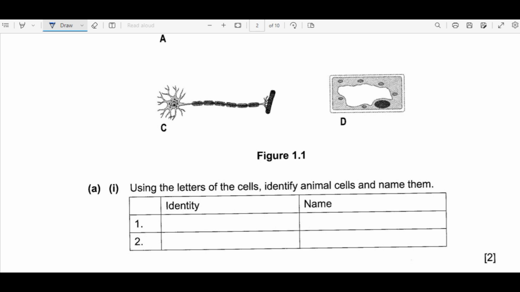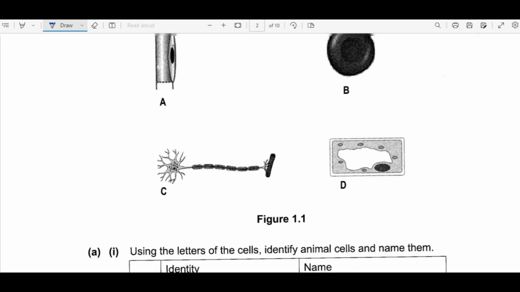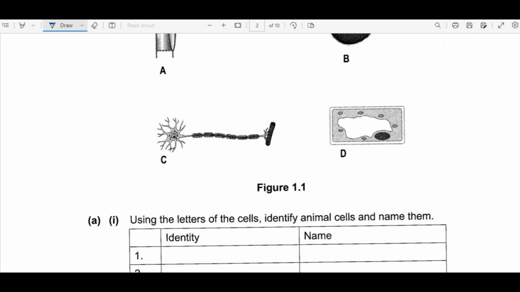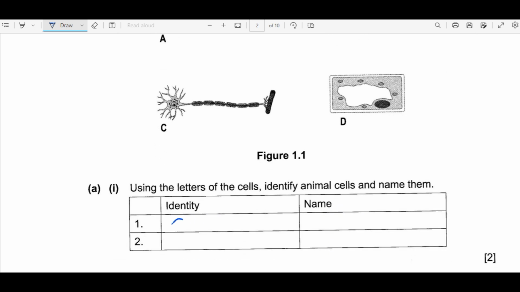So the first question, A1, using the letters of the cells, identify animal cells and name them. So the animal cells are just irregular in shape. So from these structures we have cell B and cell C. Then the name, cell B, we have a red blood cell. Then for cell C, we have a nerve cell. To specify, this is a motor neuron.